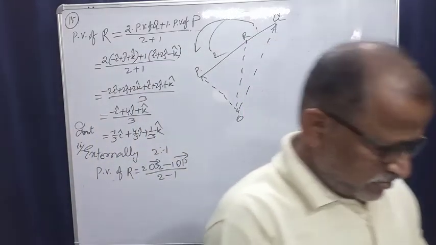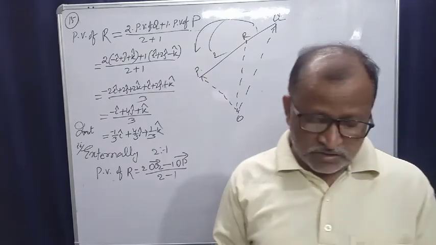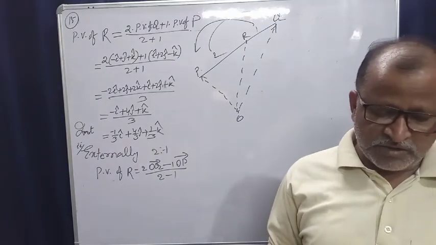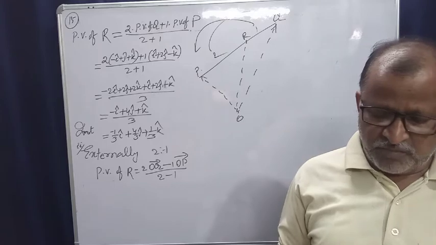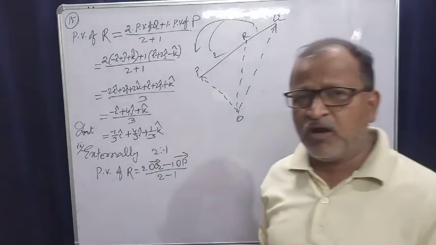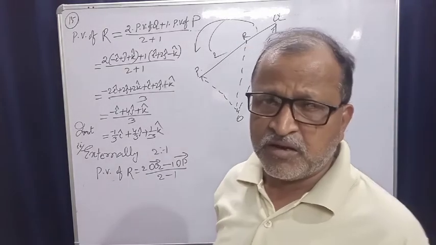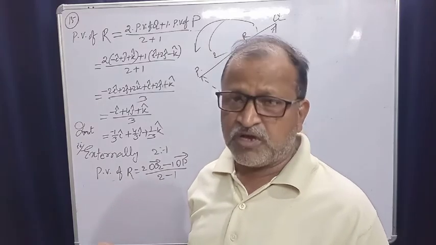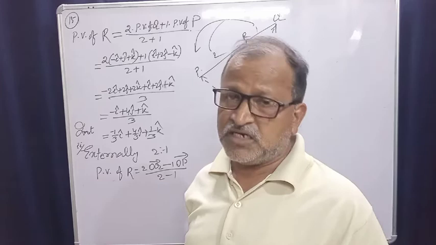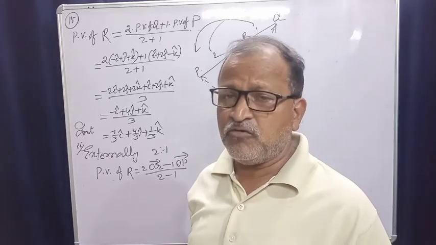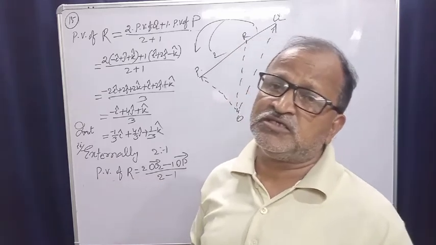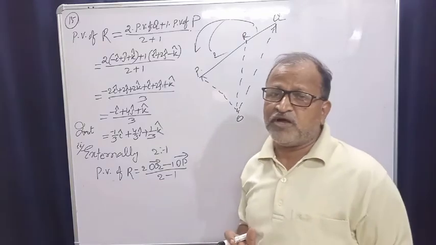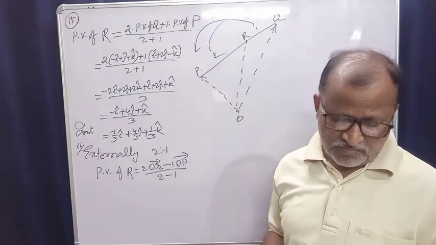You find it. Then question number 16. Find the position vector of the midpoint. The midpoint formula is very simple: (x1 plus x2) by 2 into i cap plus (y2 plus y1) by 2 into j cap plus (z2 plus z1) by 2 into k cap.